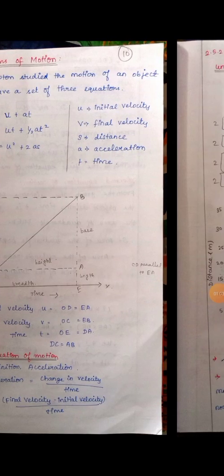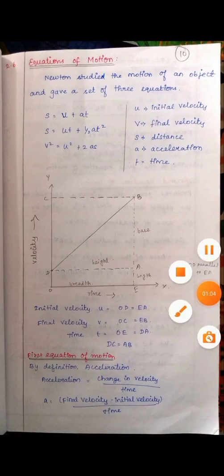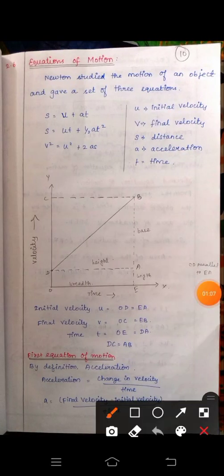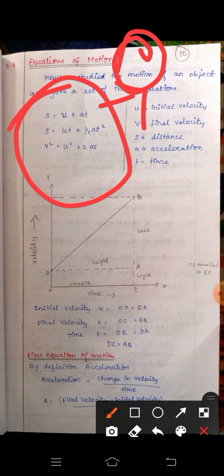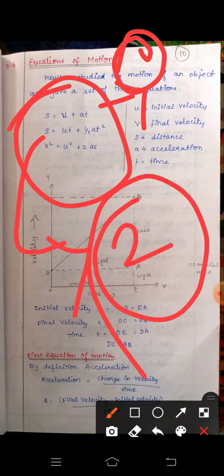Students, these are the three equations Newton derived. The first equation is v is equal to u plus at. The next one, the second equation, is s is equal to ut plus half at square. And the third equation is v square is equal to u square plus 2as.